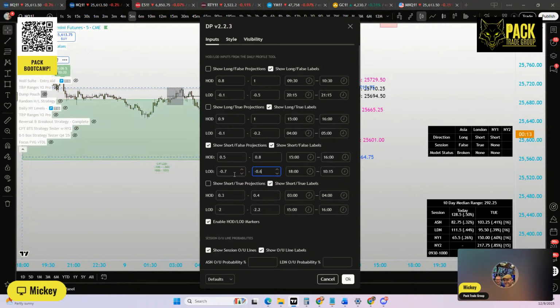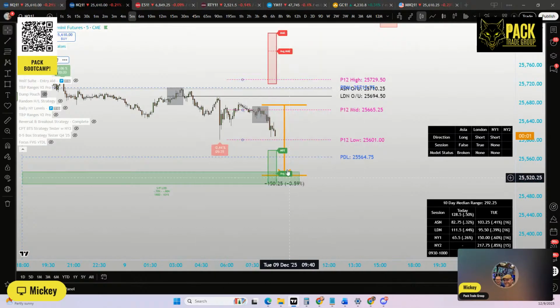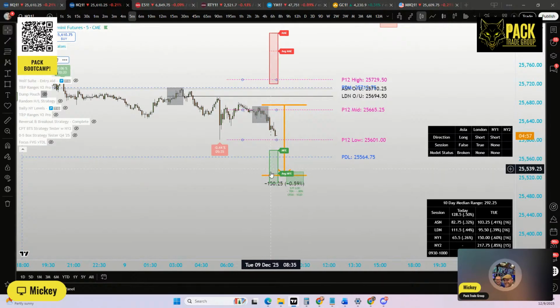0.7, 0.8, 9:30 to 10:30. And we can see that that just lines up with, you know, the previous day low in this breakout MFE. Like, a lot of things are pointing that we could possibly start taking reversals around here.